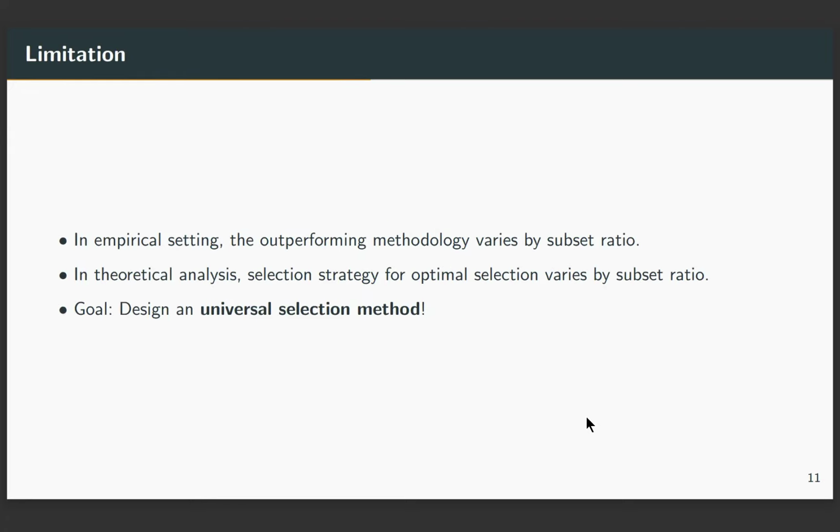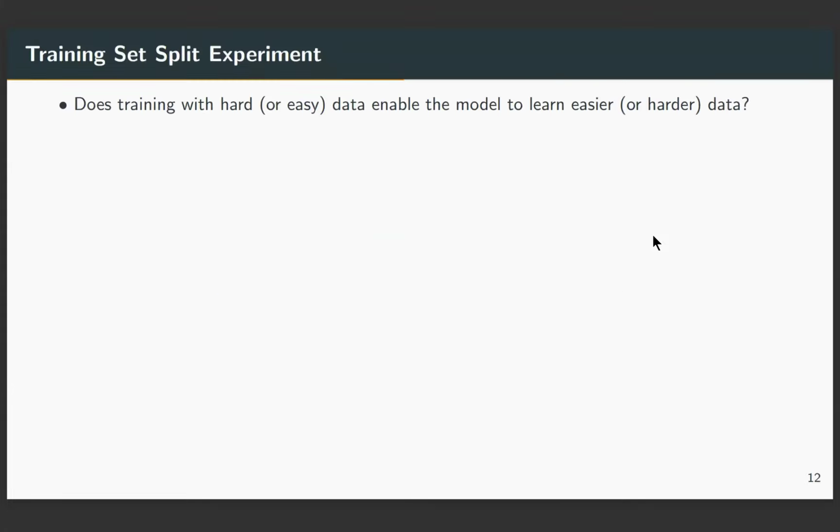To summarize, in the empirical setting, the outperforming methodology varies by the subset ratio. And also in the theoretical analysis, the selection strategy for optimal selection varies by the subset ratio. Thus, our goal is to design a universal selection method which prevails over the entire range of subset ratios. In this section, we will talk about window selection, or window subset, the flexible subset selection.